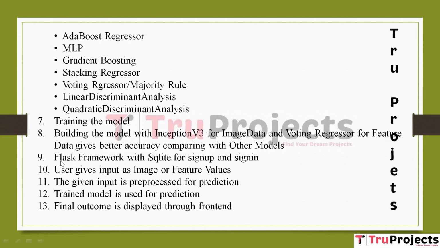Voting regressor for feature data. For feature data, a voting regressor is selected as a machine learning model. The voting regressor combines the predictions of multiple machine learning models, that is random forest and linear regression, and takes an ensemble approach to improve accuracy. In this context, it aggregates predictions made by different models, harnessing their collective wisdom to provide a more accurate prediction of sleep apnea based on feature data extracted from ECG signals.